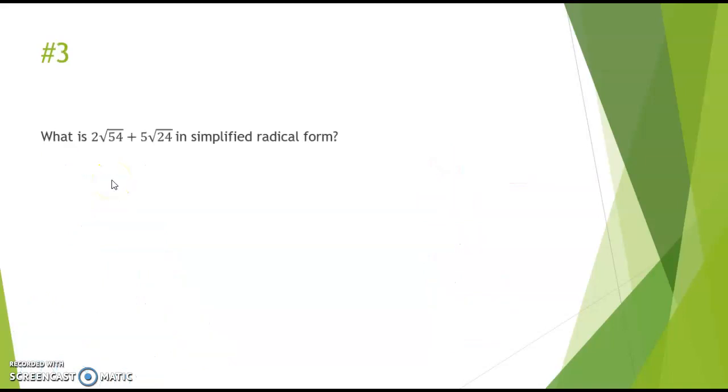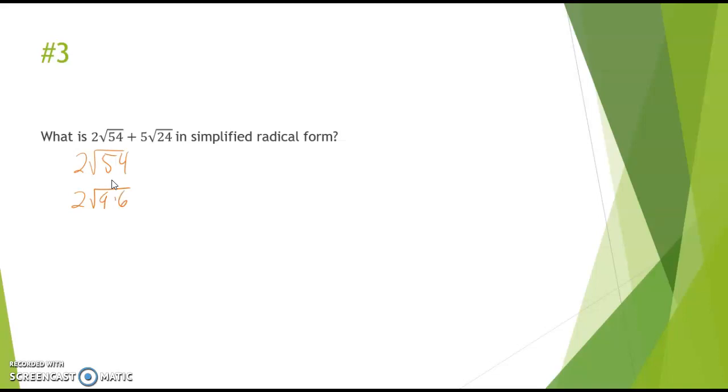All right, we've got 2 square root 54 plus 5 square root 24. First we want to simplify inside of our radicals, see if we can, and then see if we can add. Remember, you can only add or subtract radicals when they have the same number underneath the radical. All right, so I'm going to look at my 2 square root 54. I'm going to do the perfect square method. 16 doesn't go into it. 9 does, though. So 2 square root 9 times 6 is 54.